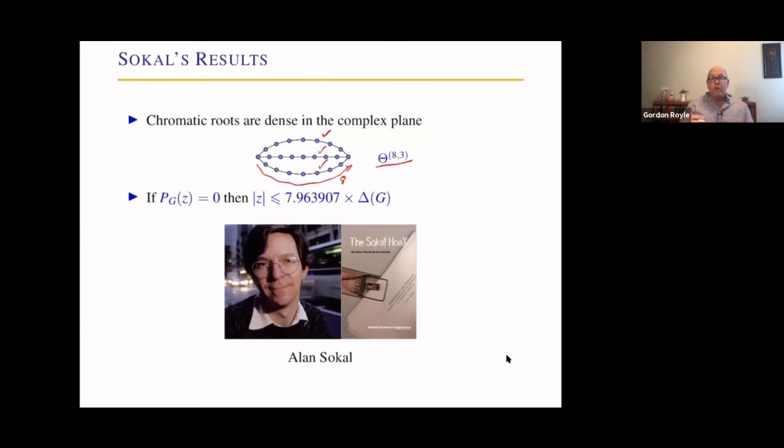This also, of course, includes planar graphs, as you can easily see. And so basically there is no restriction at all on the location of complex roots in the complex chromatic roots.